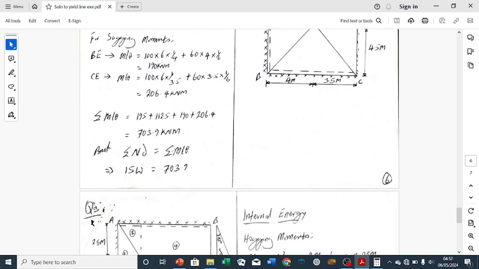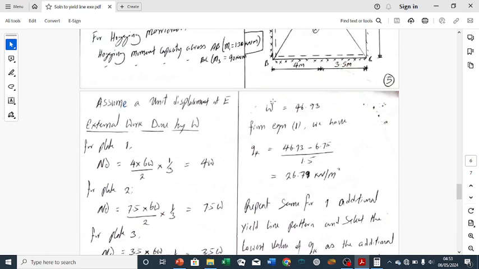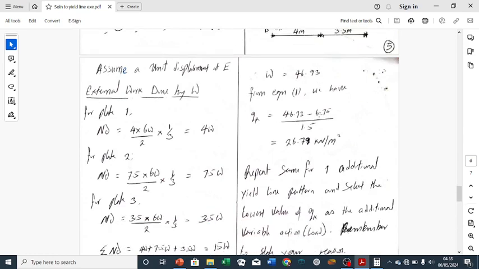So remember, always remember this: sum of external work equals sum of internal energy. So that means that 15W equals 703.9. And by doing that, we calculate our W to be 46.93. Having gotten this, we go ahead and go to this equation again and calculate for QK. In this case, our QK was 26.79 kilonewton per meter squared.